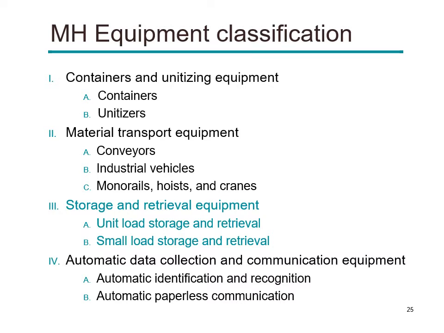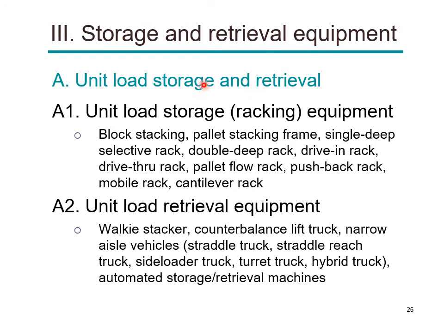The third class that we mentioned about material handling equipment was the storage and retrieval equipment. Basically, we can divide it into subcategories: unit load storage and retrieval, and small load storage and retrieval. So we will see examples of these. For unit load storage and retrieval, we can talk about unit load storage or racking equipment. We will see examples of these: block stacking, pallet stacking frame, single deep selective rack, double deep rack, drive-in rack, drive-through rack, pallet flow rack, pushback rack, mobile rack, and cantilever rack. We will see each one of these. And also, if you want to see them in action, please go through YouTube and search for these names, and you will see each one of them in action.